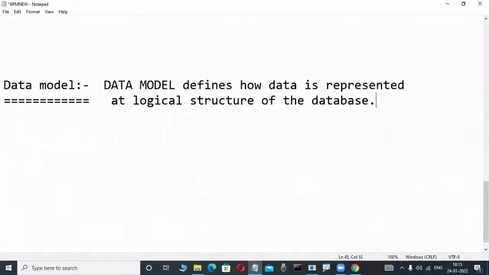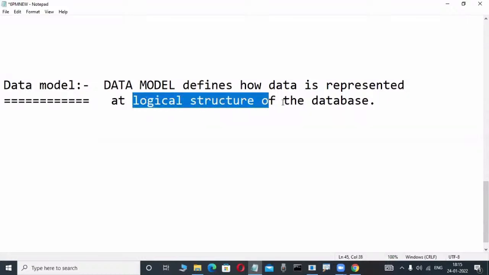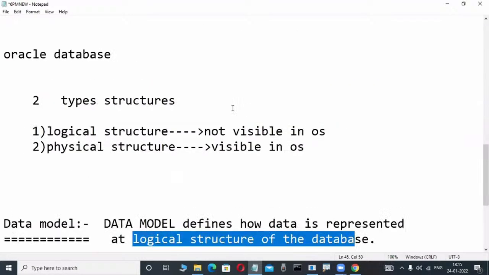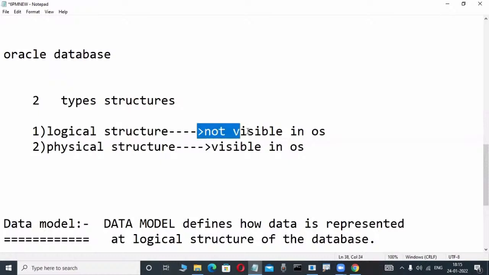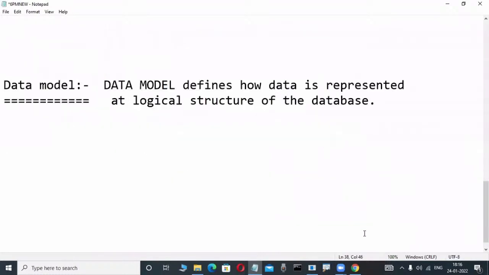And now check it out. Screen, observe it here. What is logical structure? In previous classes, I told you, a structure which is not visible in the operating system is called a logical structure. Maybe you are creating a table; that is not visible in the operating system, but that structure is visible in the database or not. Very good.